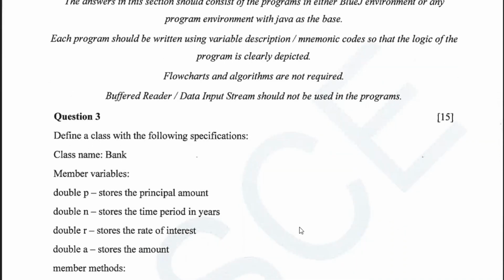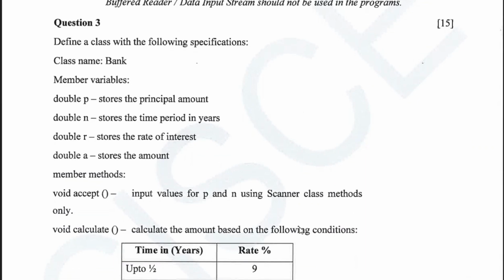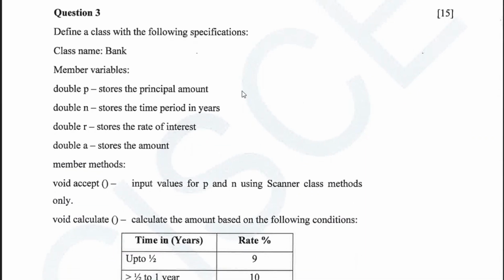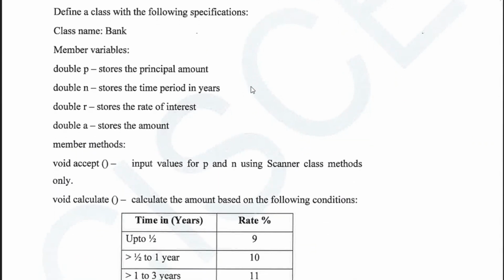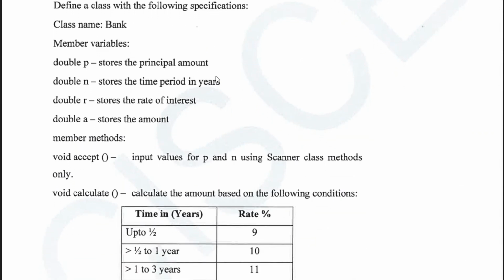Class name: Bank. Member variables: P stores the principal amount. N stores the time period in years. R stores the rate of interest. S stores the maturity amount.